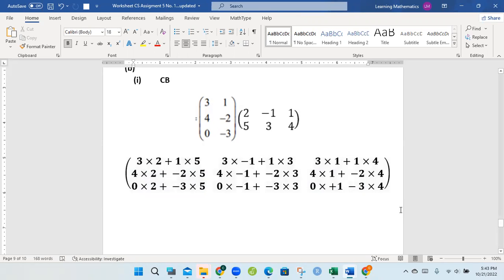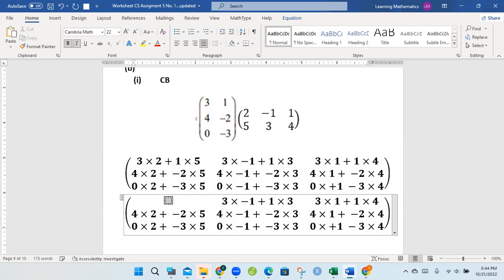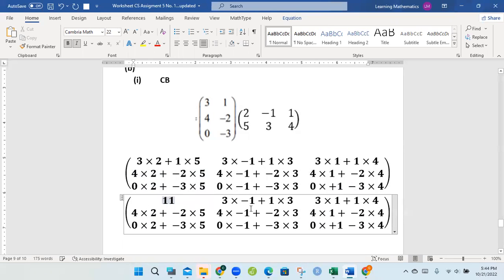So that's how we get the 3 by 3. So 3 times 2 is 6, 5 ones are 5, 6 and 5, 11. 3 times negative 1 is a negative 3. 1 times 3 is 3. When you take 3 from 3, you get 0. 3 ones are 3, 4 ones are 4, 3 and 4 is 7.